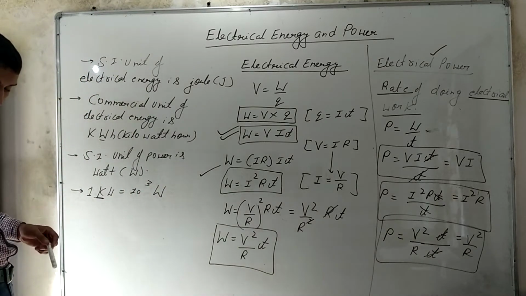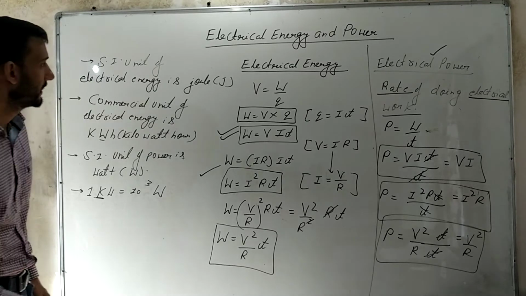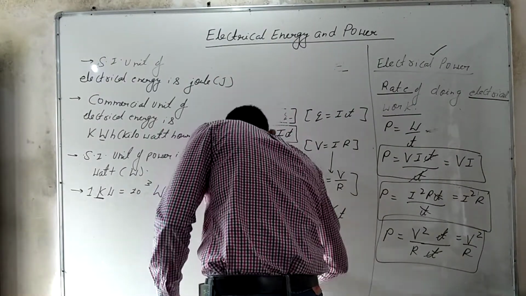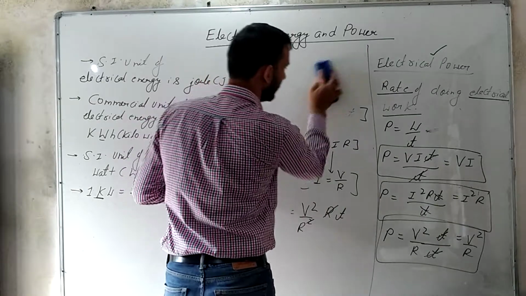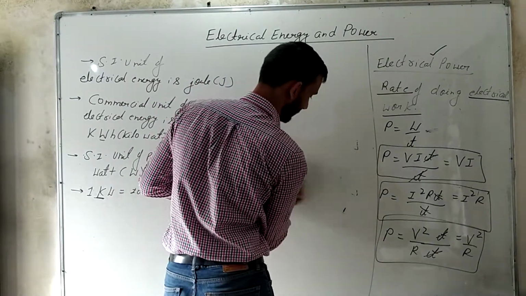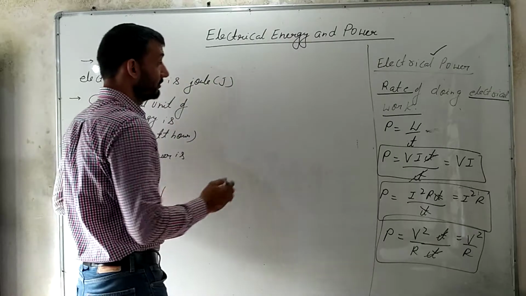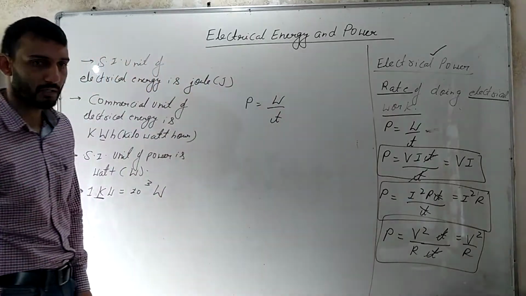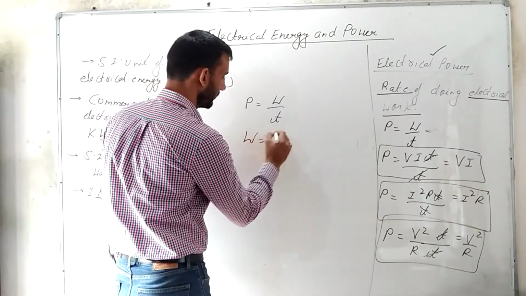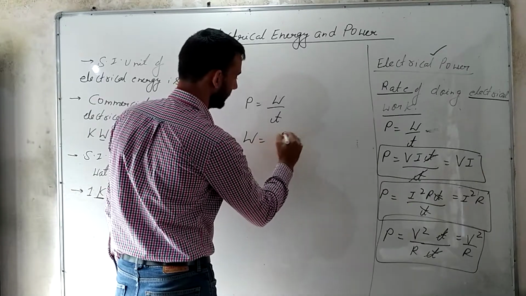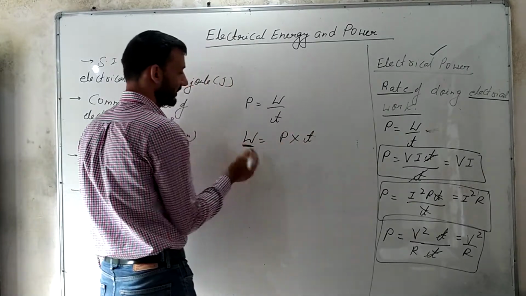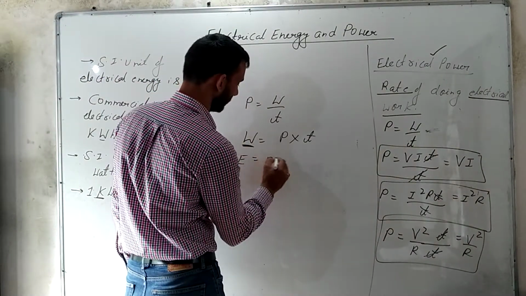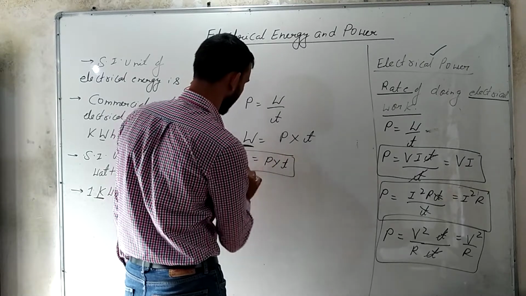Now, if I want to derive a relationship between kilowatt hour and joule, how do I do that? Let me just tell you about the same. So we all know that power is equals to work upon time. Okay, so work is equals to power into time. As I told you, we can refer to this work as energy itself. So energy is equals to power into time. So this is the formula for energy.